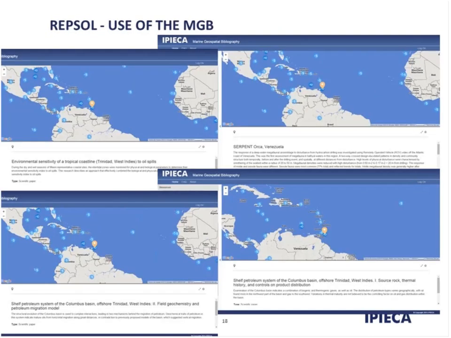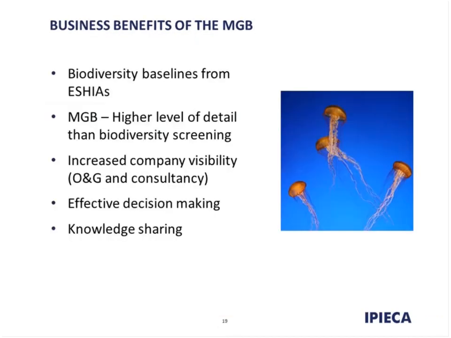This is where the animation was, but what I wanted to say here is that imagine that we are interested in developing this area. We can look for information in the MGB, but it's not only environmental information as in the two examples above. We can also find other types of resources, for example geochemistry or petroleum migration for the development phases, for the later phases.